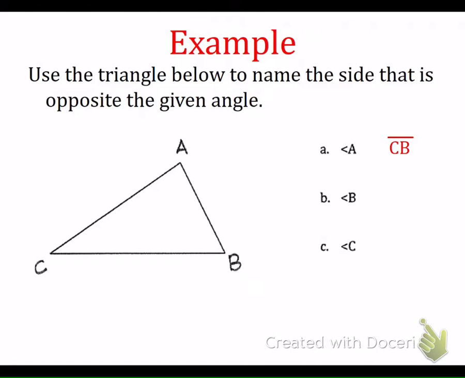What's across from angle B? CA or AC. Good. Make sure you have the segment symbol. Make sure you're using 2 capital letters. And what's across from angle C? Side AB. Good. What questions do you have?